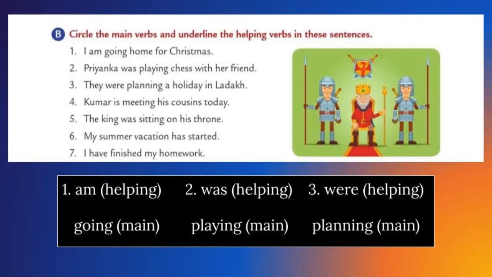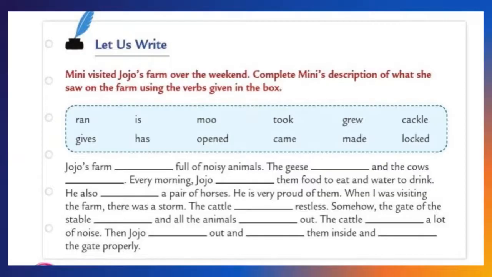Okay students, an interesting activity is there in this chapter also. Let us see what that is. Minnie visited Jojo's farm over the weekend. Complete Minnie's description of what she saw on the farm using the verbs given in the box. Already some verbs are there inside the box. With the help of these verbs you should complete the paragraph. Okay students, do it yourself. It's an easy activity for you.